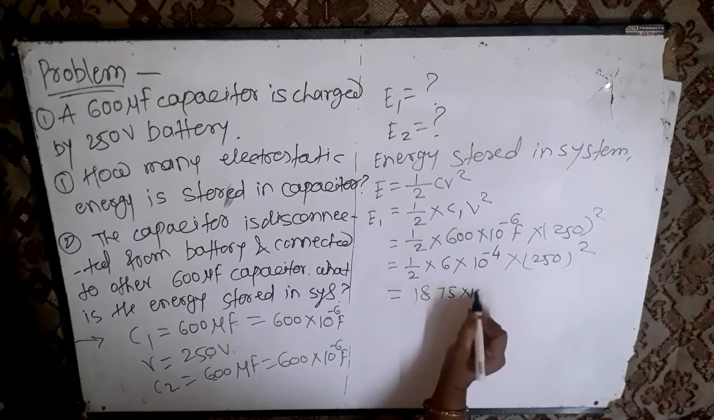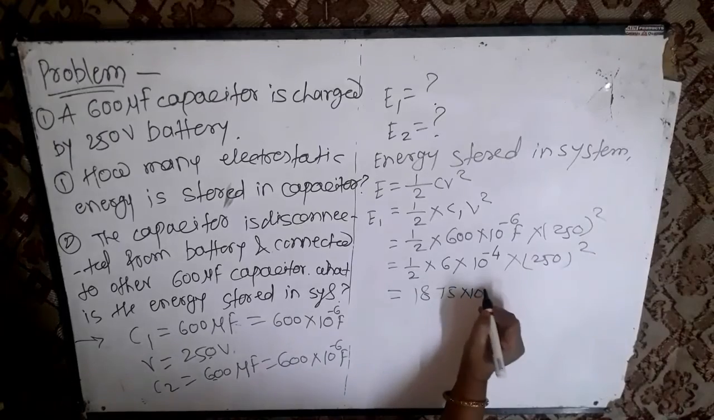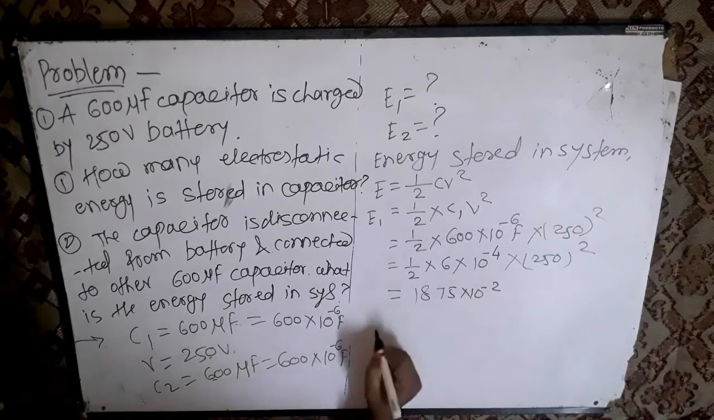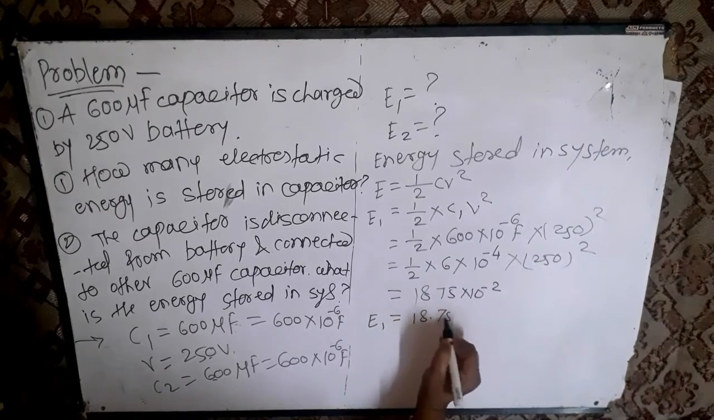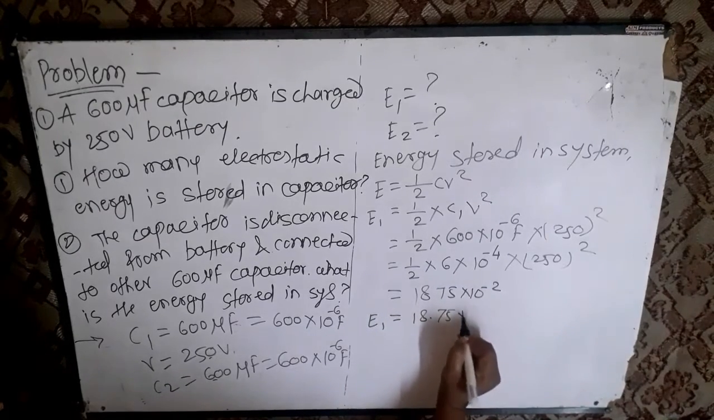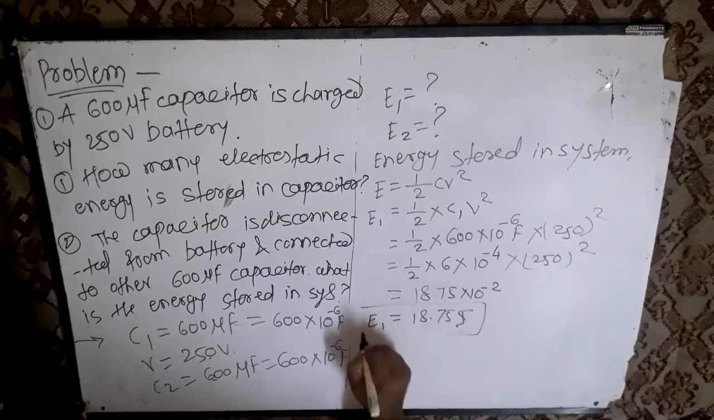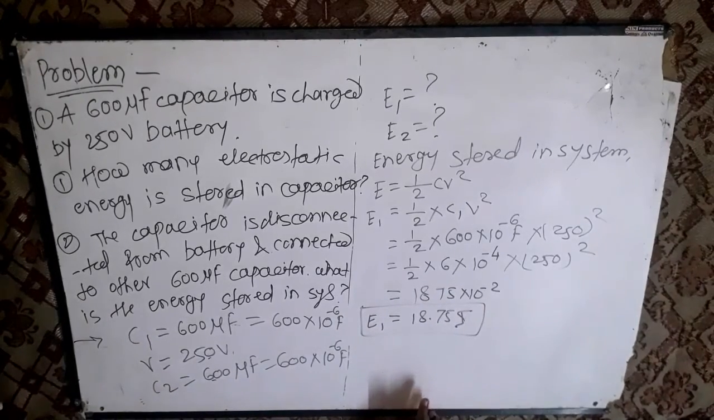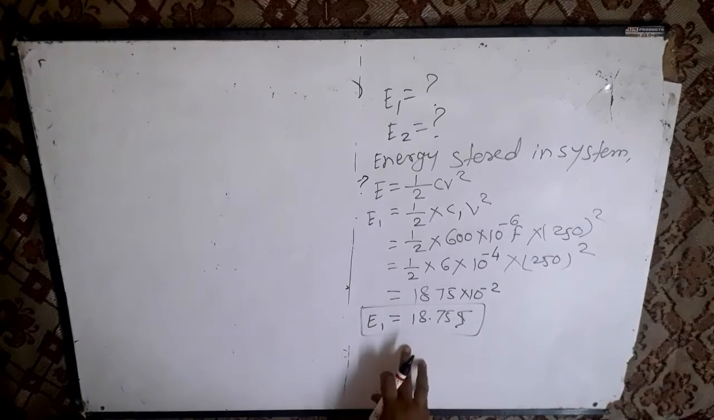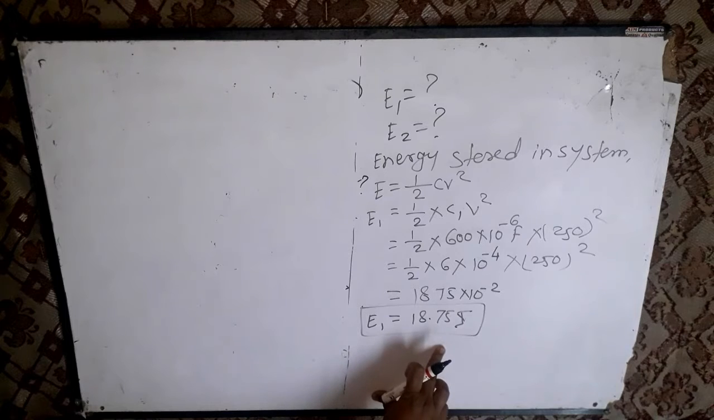Modifying all these steps, we get 1875 into 10 raised to power minus 2. That is, E1 is equal to 18.75 joule. This is E1. So E1 is equal to 18.75 joules.